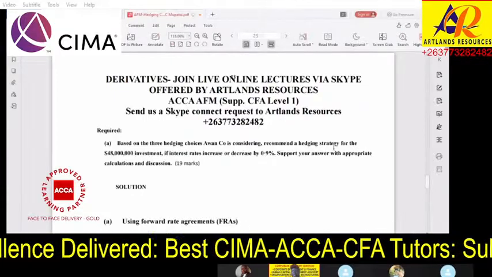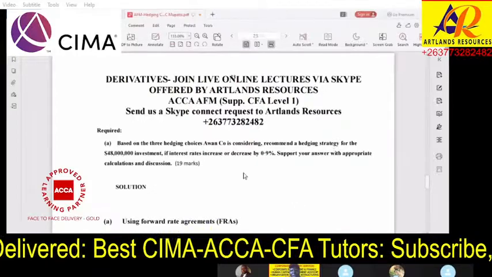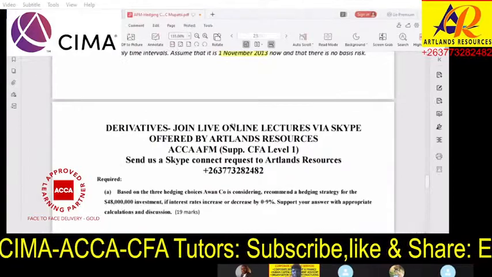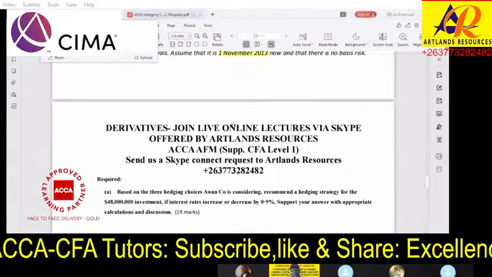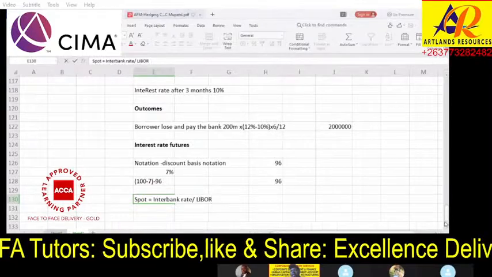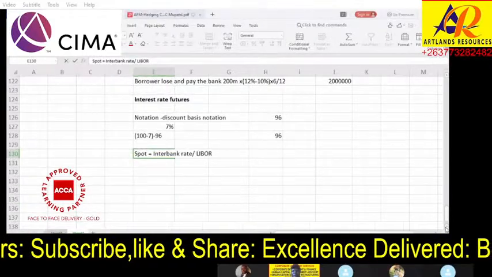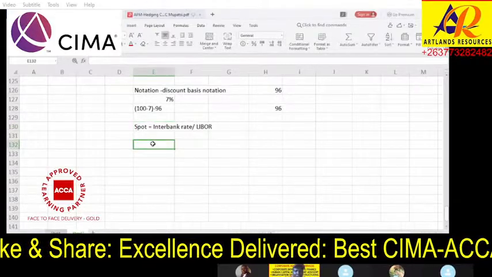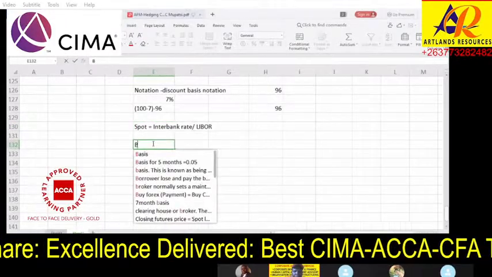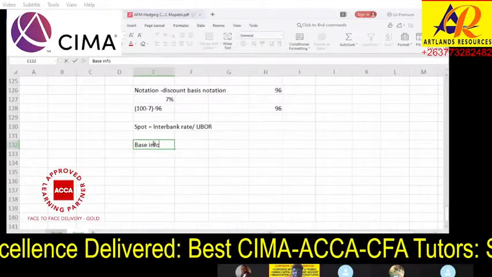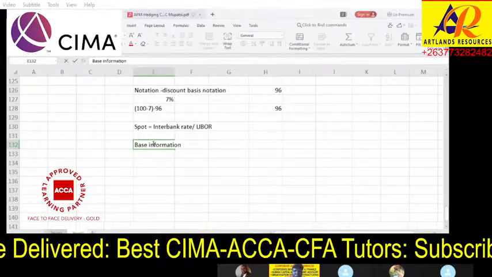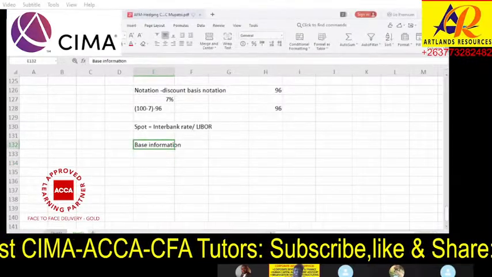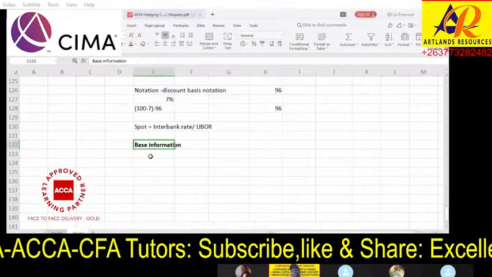So there's a marking scheme for that, but I want to use this question to explain. So let us answer it. These are the hedging choices available. But before we make use of hedging choices, let us have what I can call a base information for the company. I always want you to do this as well. This is the base information for A1 from what we are given.